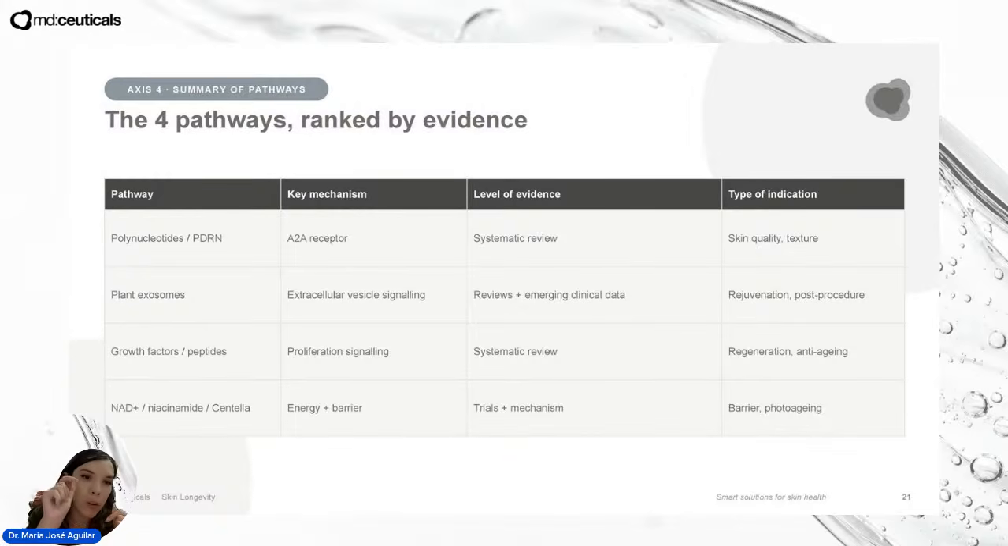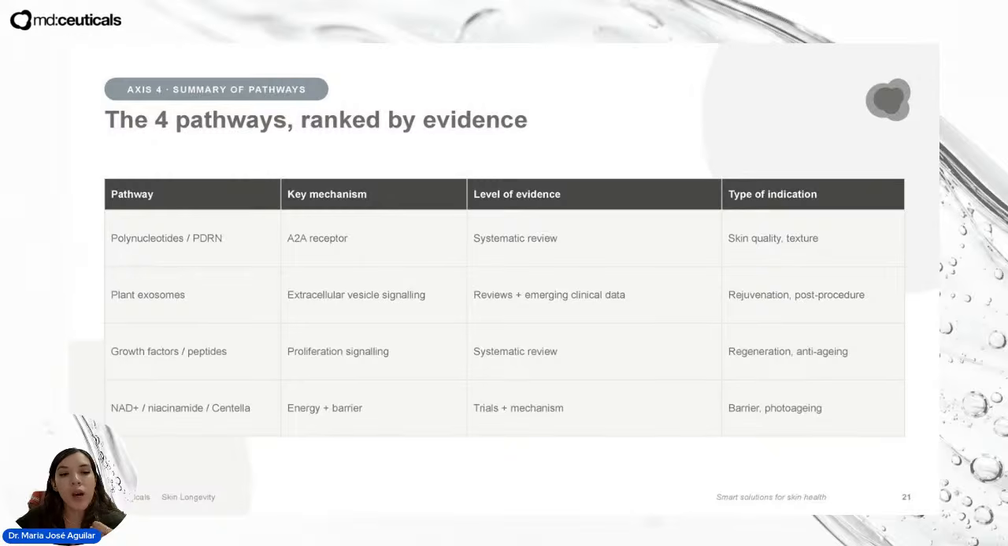If we talk about polynucleotides and PDRN, we are talking about skin quality and texture, mainly dry skin and dull skin. That's the main target. Then, if we have the plant exosomes, the Centella asiatica exosomes, this is more for rejuvenation, for recovery, for post-procedures that can let us have a better result. Then we have the growth factors, which are a good complement for the anti-aging treatments that can help us make a global effect and a good skin recovery.